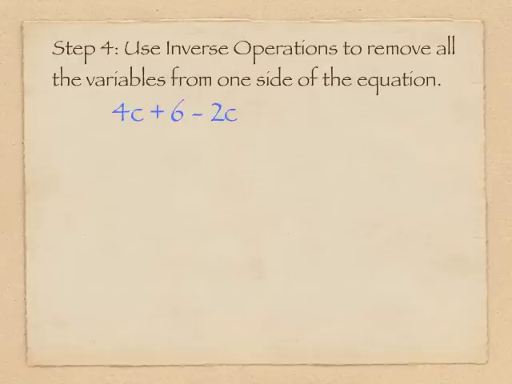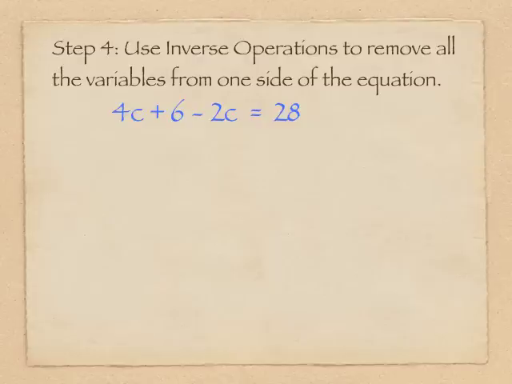So let's look at our equation. Here we've got an equation where I actually have two variables. We have 4c plus 6 minus 2c equals 28. In this case we have two variables, but they're both on one side of the equation.